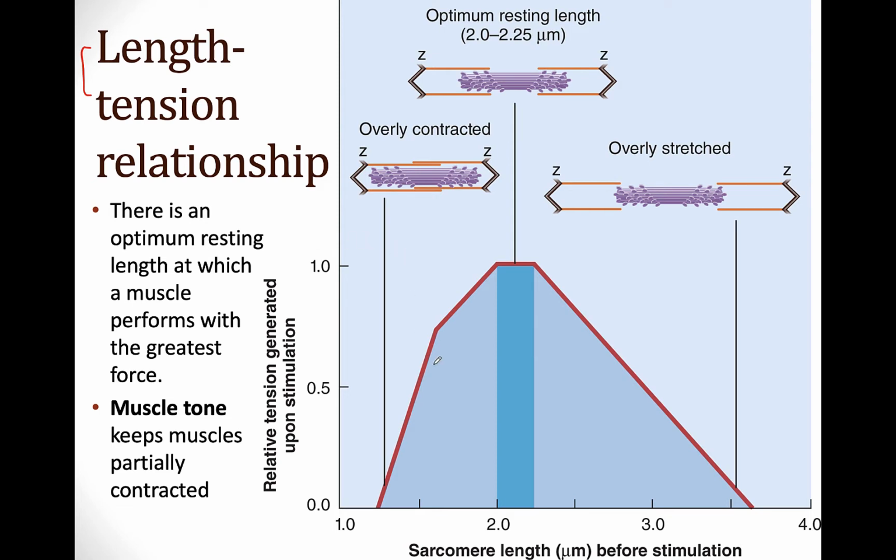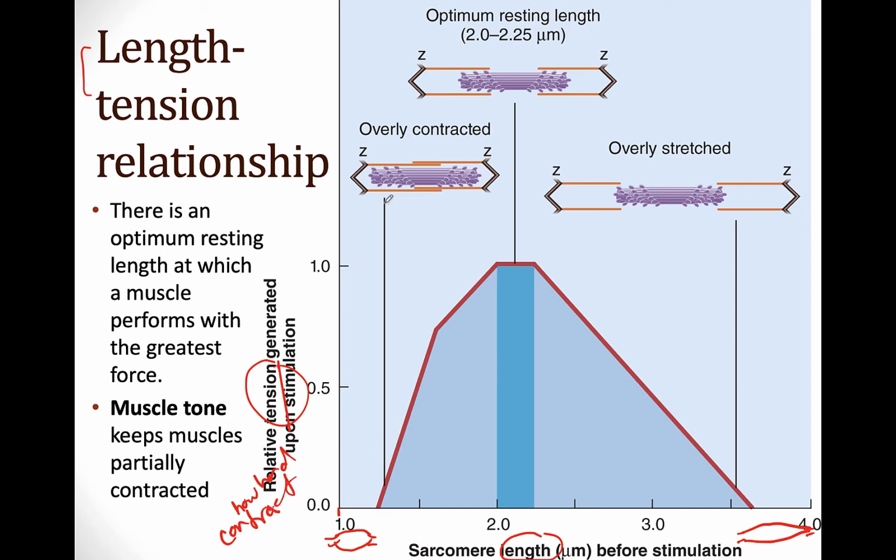So here's my graph. Along the bottom, we can see the length, and this is in micrometers. Over here, my muscle is really short, and over here, my muscle is really stretched out. And then on the y-axis, we have tension. So this is my actual strength. This is how hard you can contract that muscle.